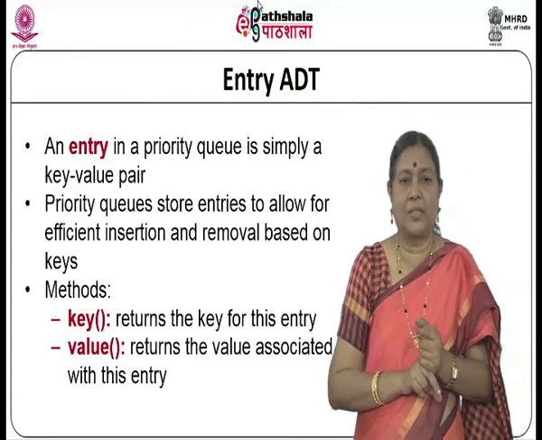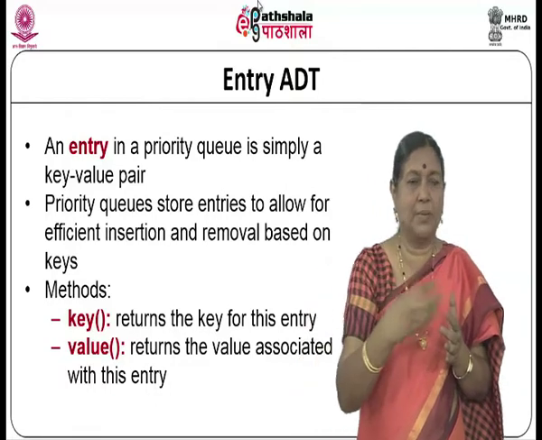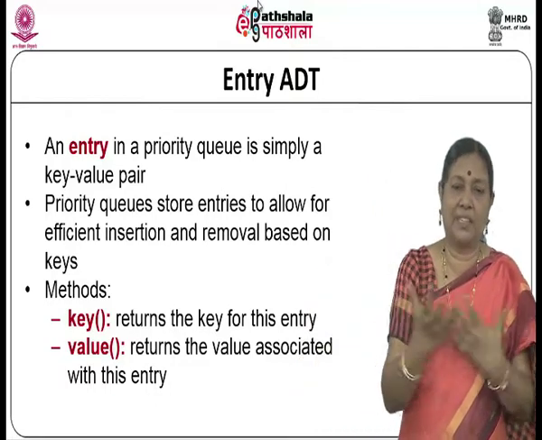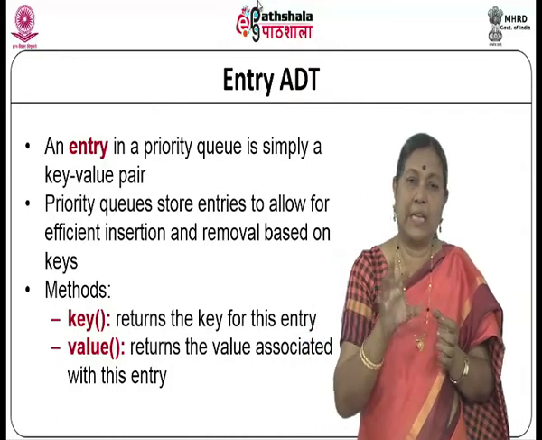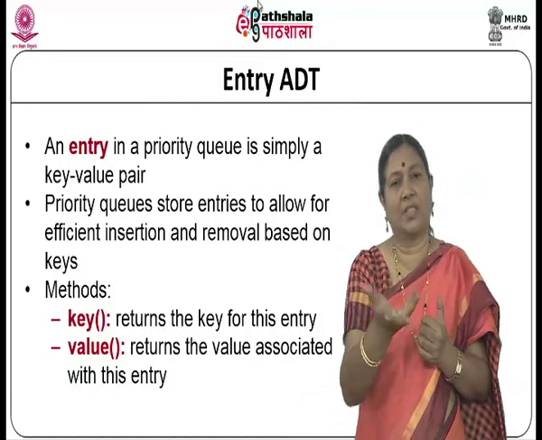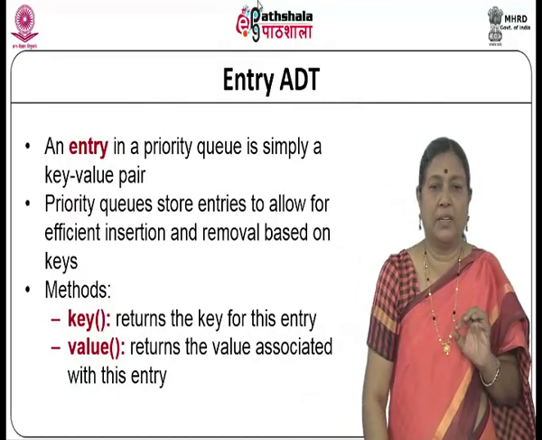So, there are two methods associated with the entry ADT. You need not have this, but we are just defining it because we are talking about everything from the perspective of ADT. So, the methods are key, which returns the key for this entry, and value, which returns the value associated with this entry. So, that is the entry ADT.